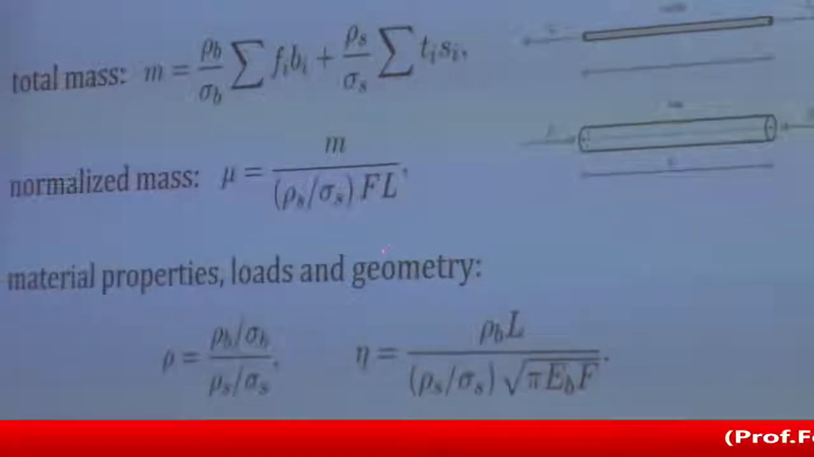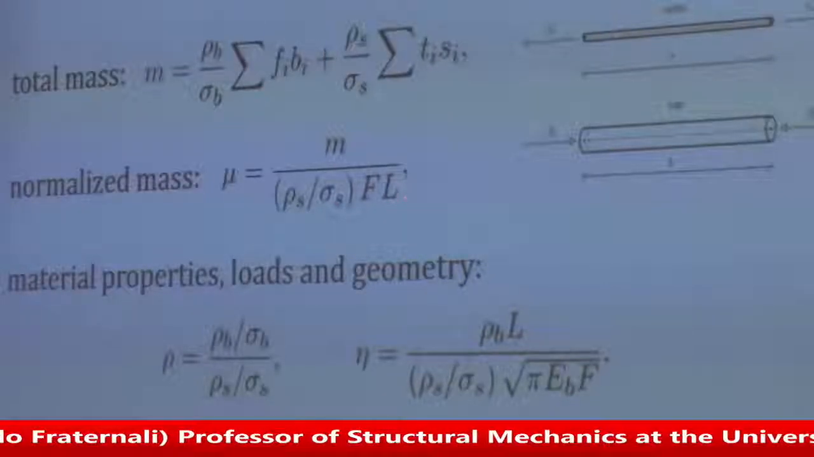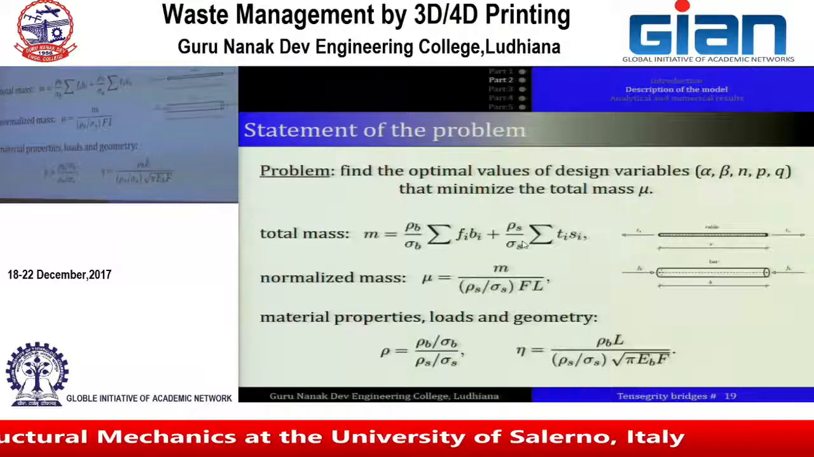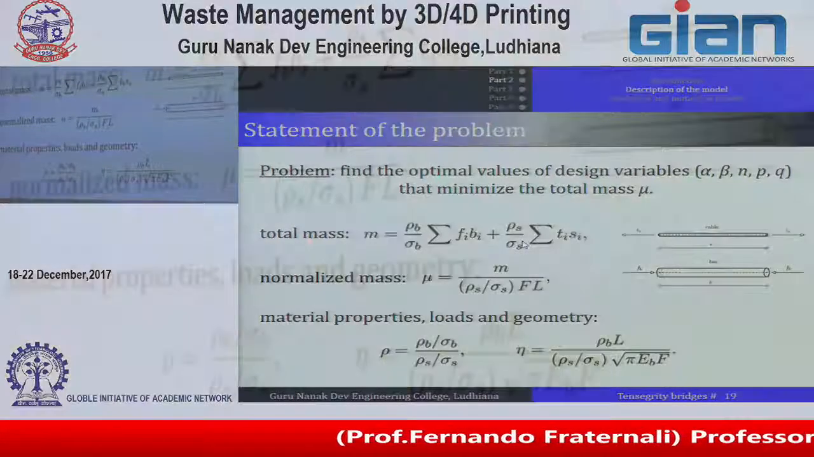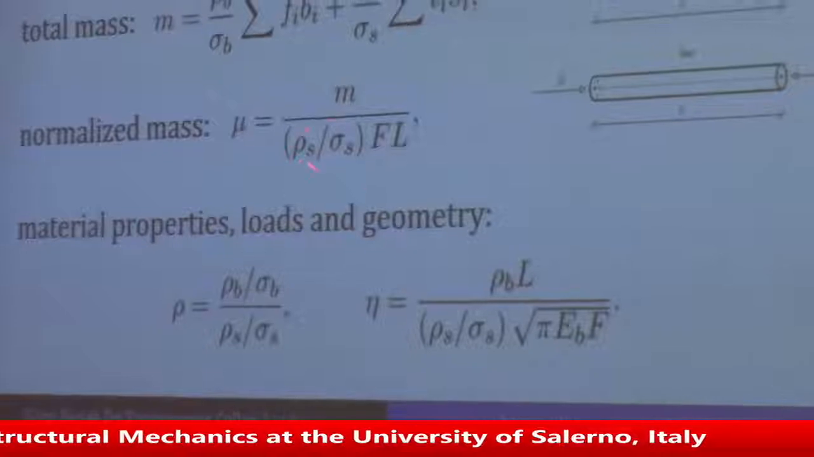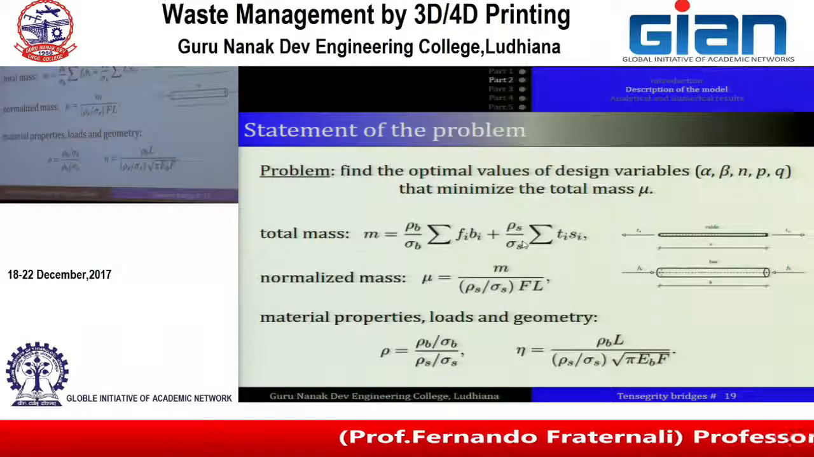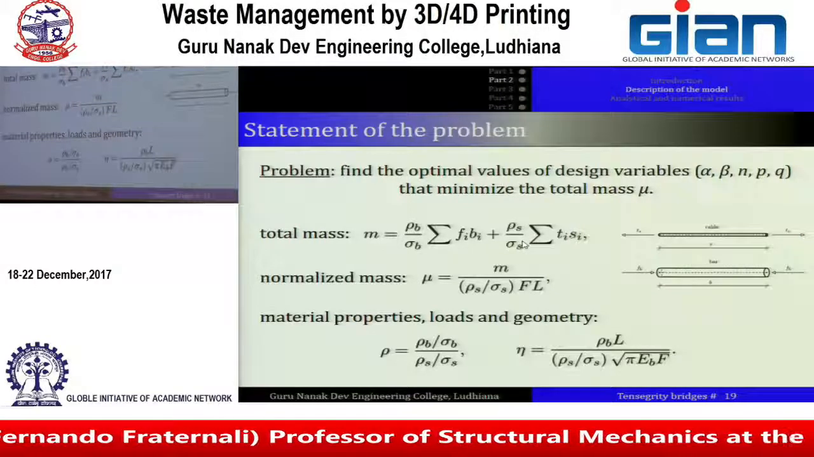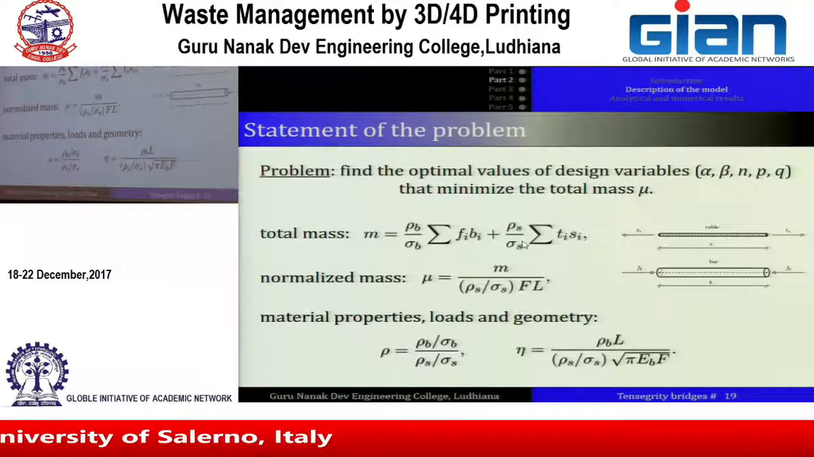Because what is sigma? It's a force divided by a surface. If you multiply force times a length, you obtain a length at the denominator. So this is a mass divided by volume, and you obtain a length on the top. So in the end, this becomes a mass. So you can normalize the mass by this quantity, which is a mass. So this is a dimensionless parameter. It's just a normalization of the mass divided by this quantity.